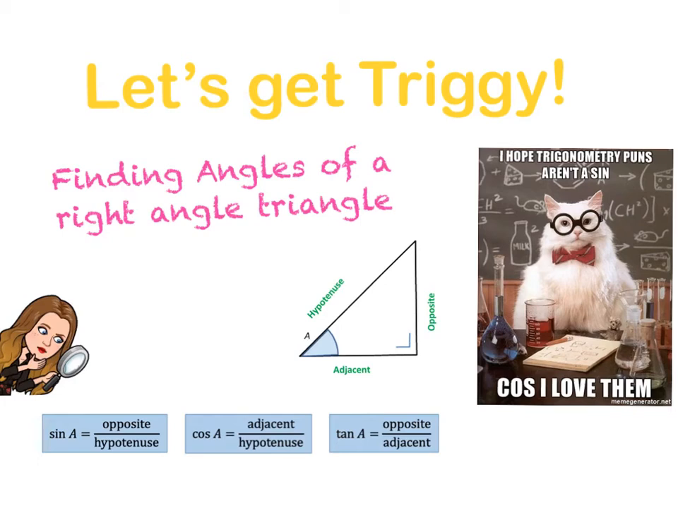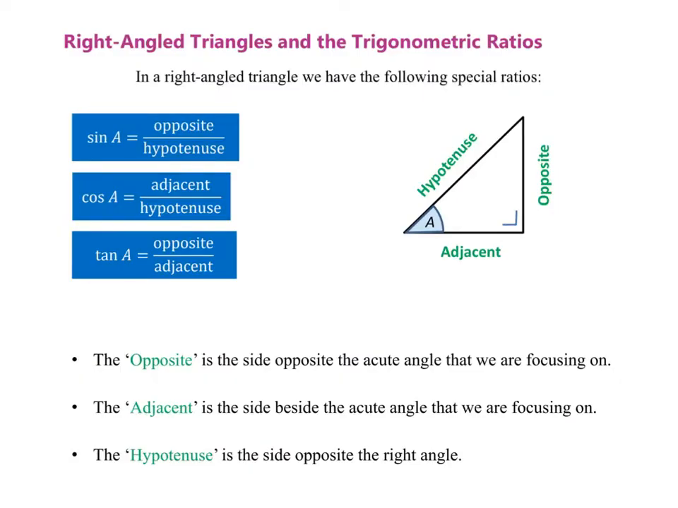So today's video is going to look at finding angles of a right angle triangle and how we use the trigonometric ratios of sine, cos and tan to do this. Because we're going to be using sine, cos and tan again, we're going to have to recap on how we label our triangles. So take this right angle triangle for example.